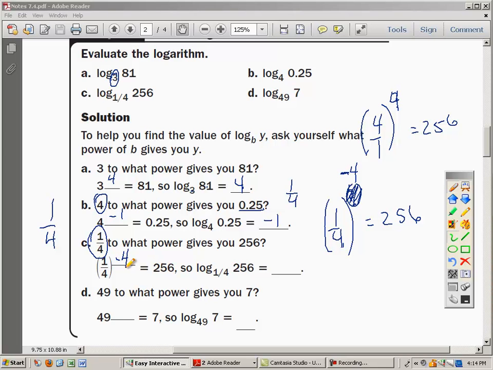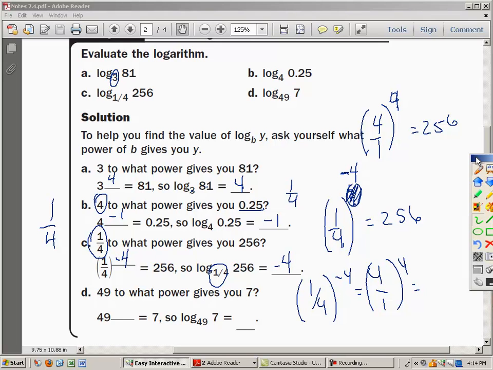So log base 1/4 of 256 equals negative 4 because 1/4 to the negative 4 becomes 4 over 1 to the positive 4, which is 4 to the 4th, which is 256 over 1.